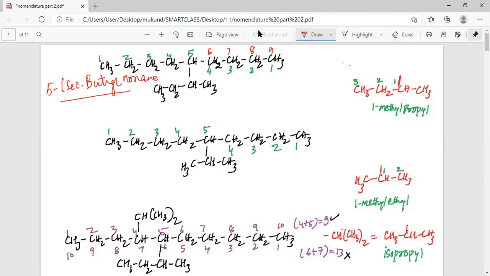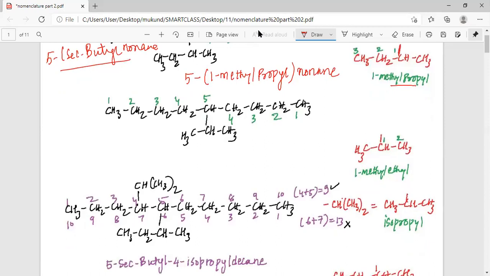But if you look into the IUPAC system, this particular group is written as 1-methyl propyl. So we will call it 5-(1-methyl propyl) nonane. So this is how, my dear students, we have given the name.